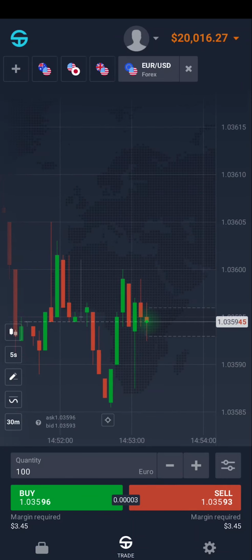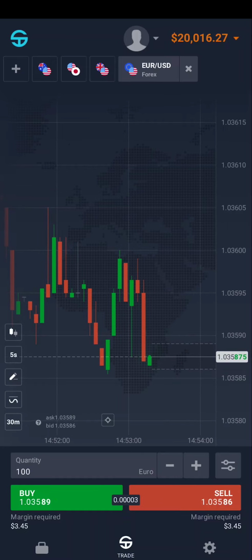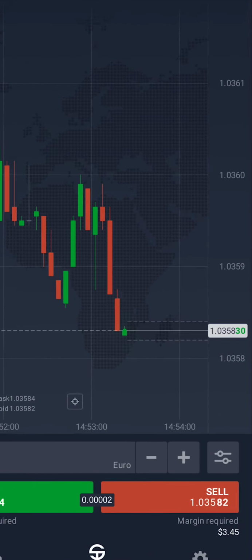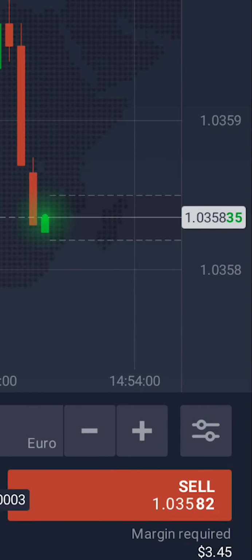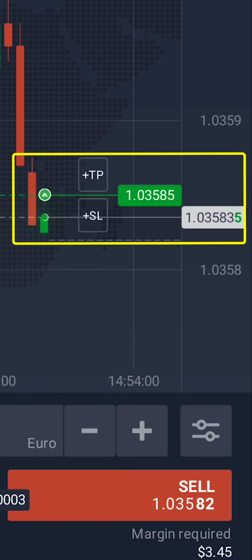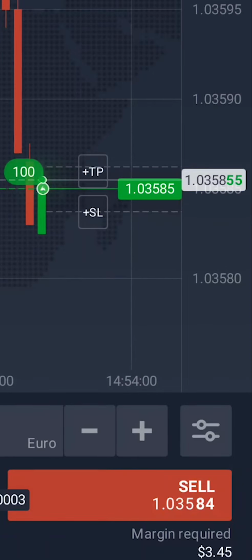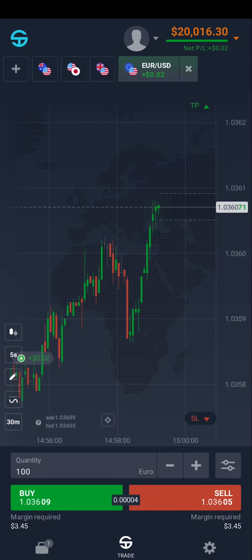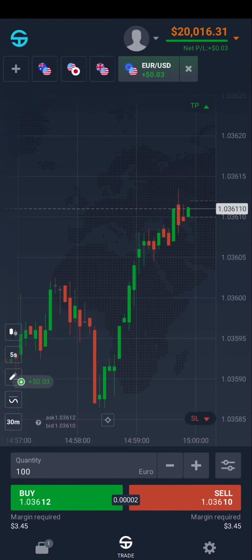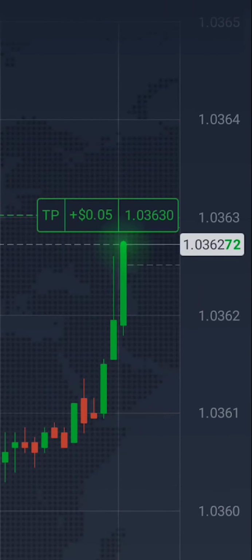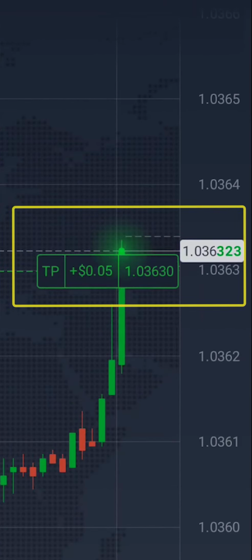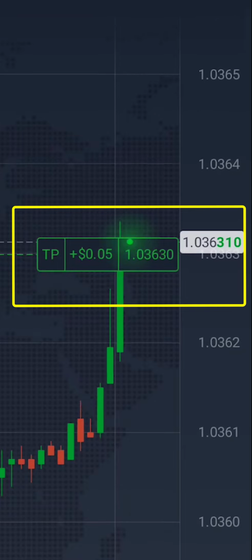Let's open a trade and observe its execution in slow motion. We click the buy button. A few milliseconds pass, and the trade is executed exactly at the ask price at the time of execution. Now let's proceed to the trade closing. As we can see, it was successfully closed with a profit when the bid price reached the take profit level.